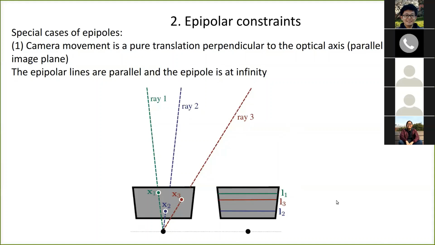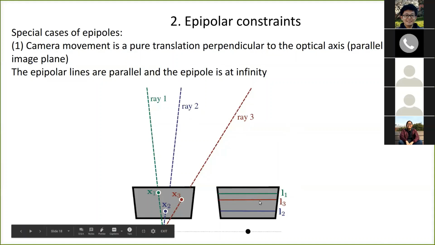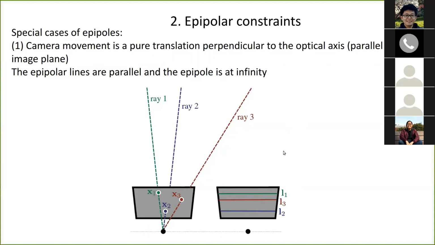So this is a very common case for the stereo camera. Since we rectify the stereo camera, we can just make the epipolar lines parallel. We can find the correspondence by searching along one direction of the epipolar line, which makes finding the correspondence much easier, and then you can do the stereo matching, etc.